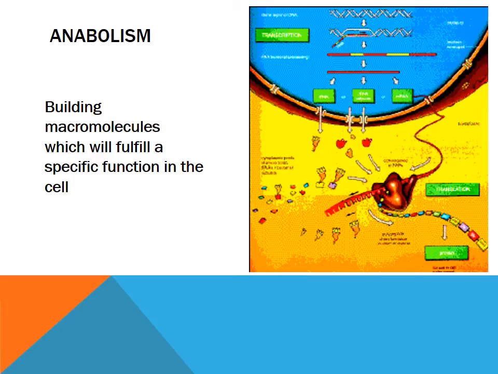So if you have catabolism and anabolism and you put them together, you end up with metabolism. So when you hear about people talking about cellular metabolism, they're talking about all of the anabolic reactions and all of the catabolic reactions combined.